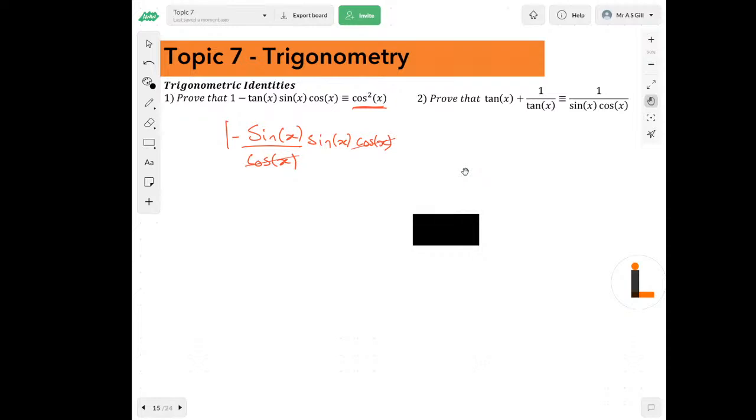We've got sine times sine, so this will give us 1 minus sine squared x. And we know from the identity that this is equal to cos squared x. So we can say therefore we get cos squared x is identical to cos squared x, and this has been proven.